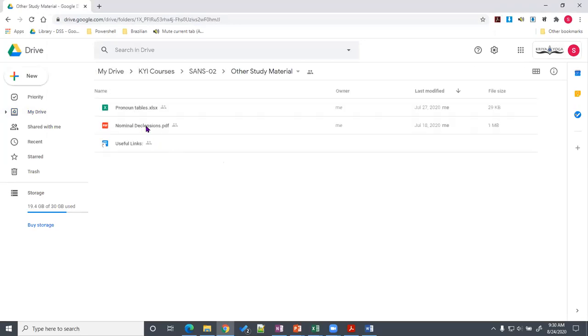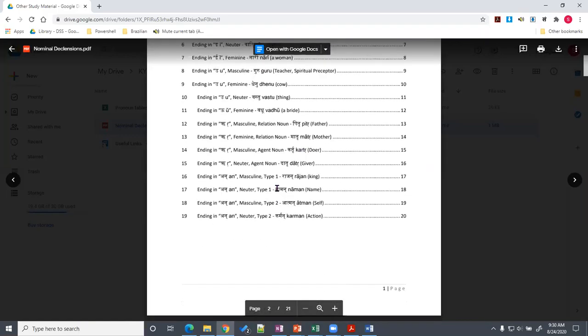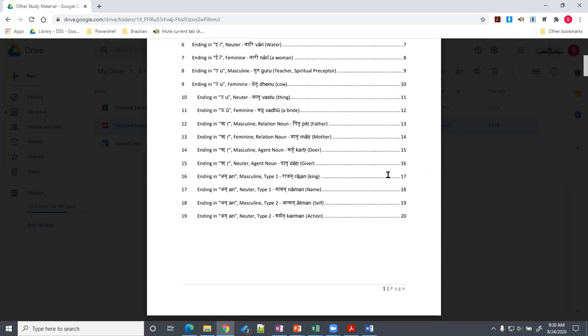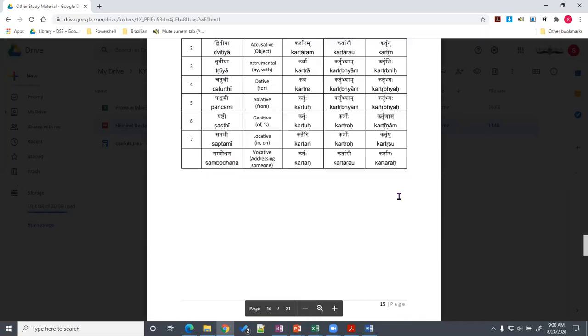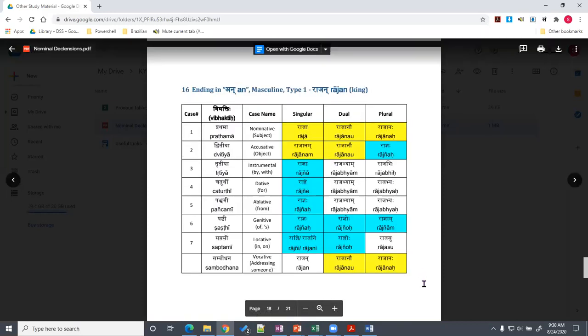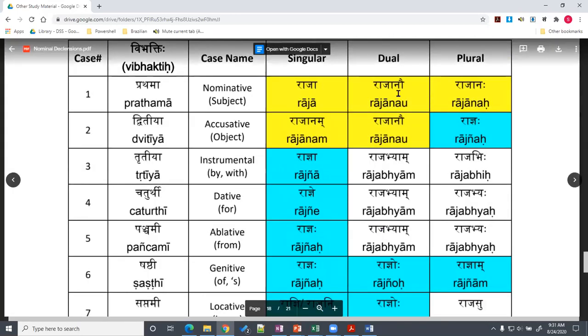so Swami Tapasyananji prepared these nominal declensions. I hope you are taking advantage of it, where he has given all the forms of all the nouns. So Rajan here, it is on page 17, 16 number form. So this is Rajan. And if you remember, we discussed that it has three categories here. One is the first five, then another is this, where the weaker forms are coming. So we decided strong, weak, and weaker forms. That's the logic of those forms.